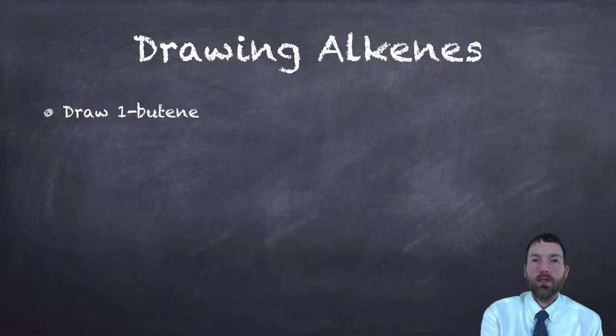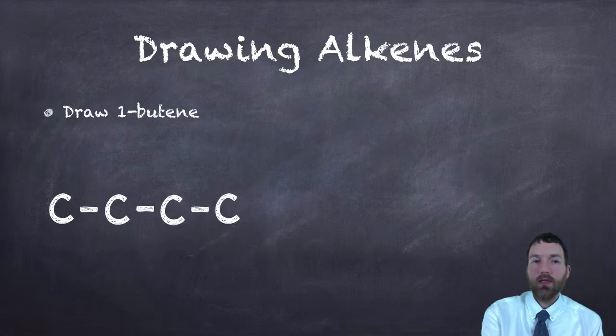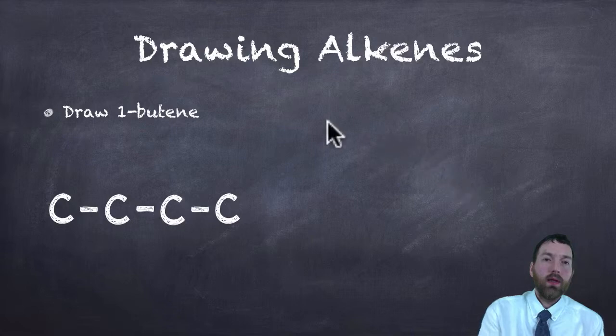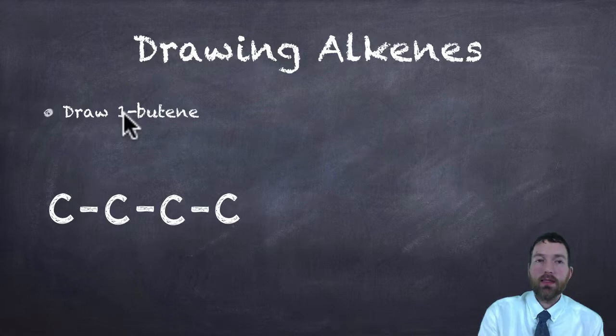So I always start with single bonds when I'm drawing my alkene. I know there's going to be a double bond eventually, but they're all connected, so I'm going to start with single bonds. The "ene" tells me it is an alkene, there's a double bond somewhere. The 1 tells me it's between the first and the second carbon.